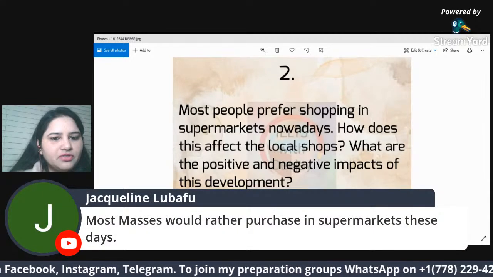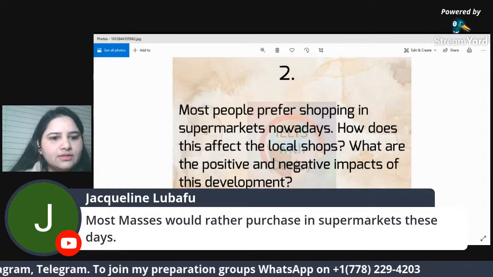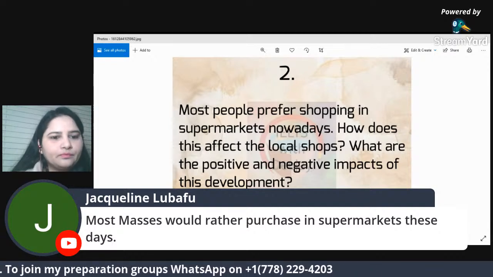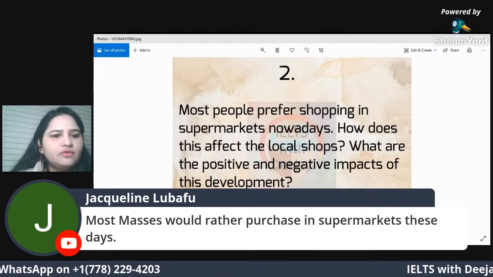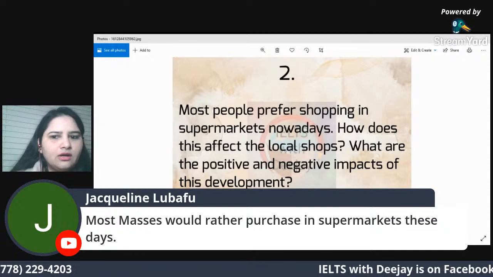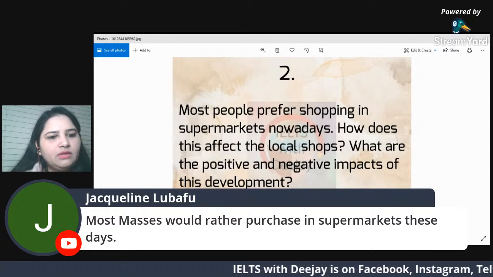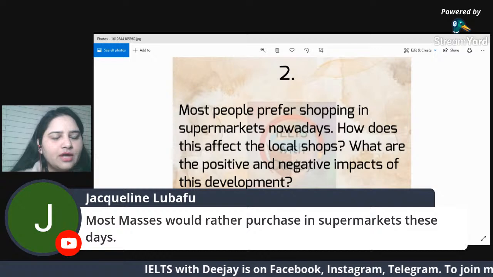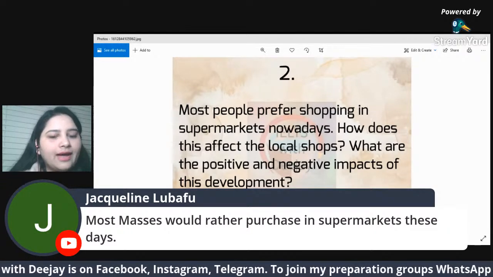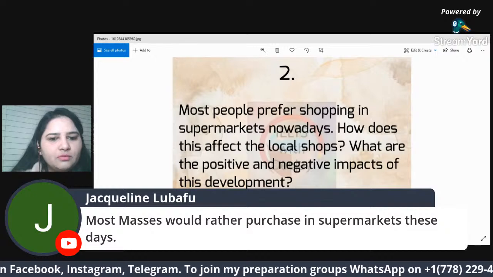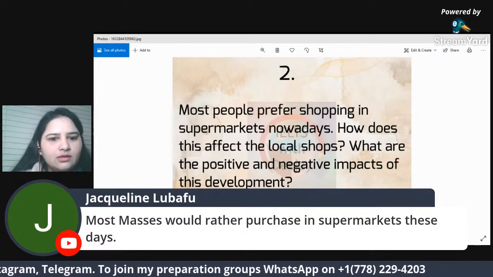Most masses would rather purchase in supermarkets these days. Yeah, this is what you can say. I do not use the word masses because I simply write individuals, people. This is what I use. I do not use masses that much. Well, yeah, you can use it. Would rather purchase in supermarkets these days.